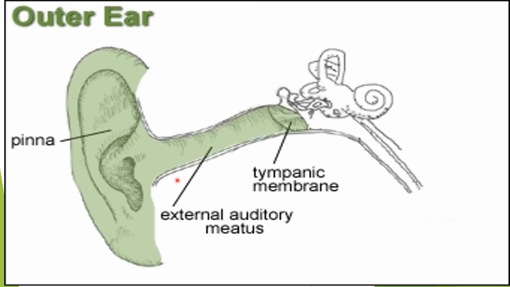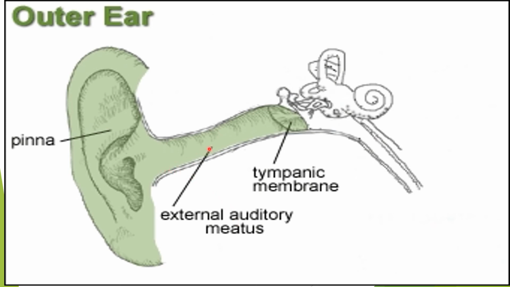This diagram shows the parts of the outer ear or the external ear. The outer ear consists of the pinna, the auditory canal, and the tympanum. The pinna is a cartilaginous flap located on either side of the head. It collects the sound waves and directs them towards the auditory canal, which is also referred to as the external auditory meatus.